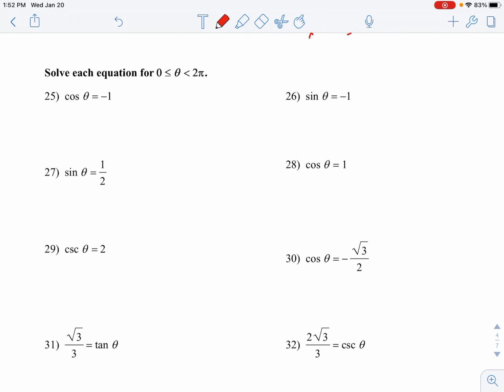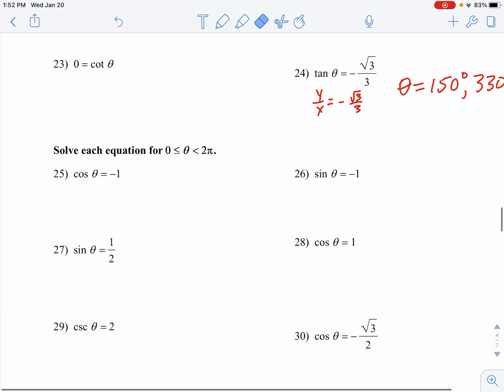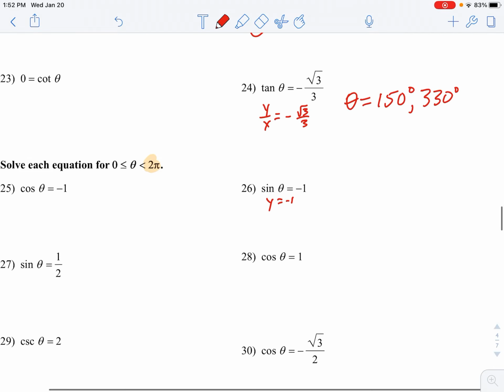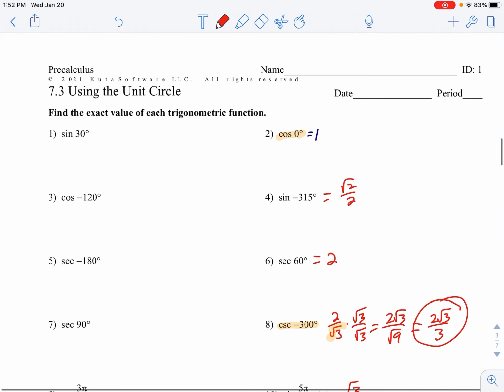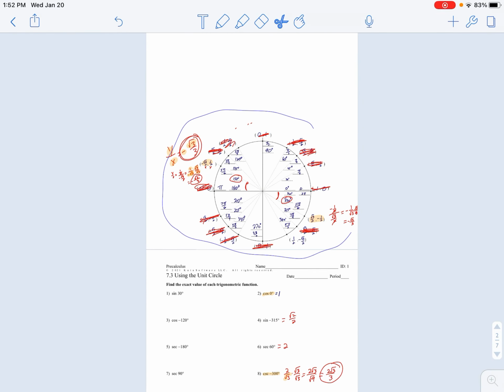All right, anyway, what's the rest of this paper about? It's the same thing, only you're supposed to give your answer in radians instead of degrees, but it's the exact same thing. So number 26, sine equals -1. Sine is a y value. So where does y equal -1 on the unit circle? Y equals -1. Oh, crud. Let me delete all of this mess.